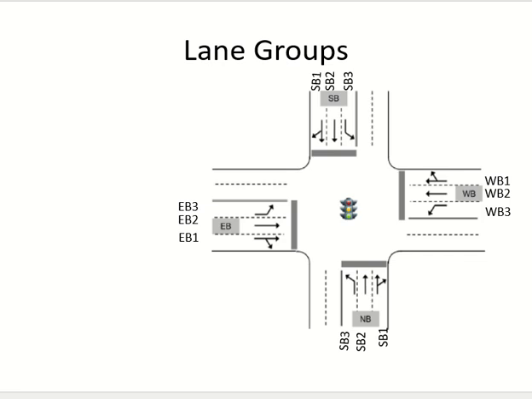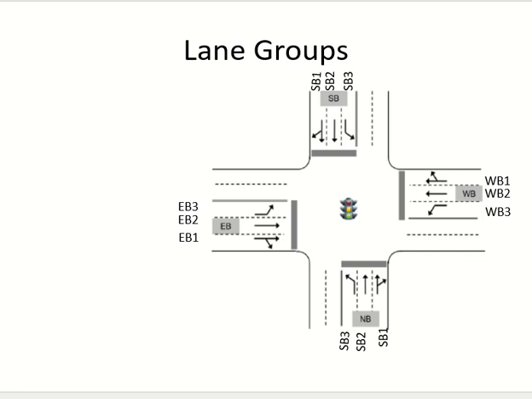They have shared movement but not the same. So this has a shared movement, but this one has a right turning as well. You cannot put them in the same group. So I have 3 lanes, I have 3 groups. And again, for every direction, same. Clear?